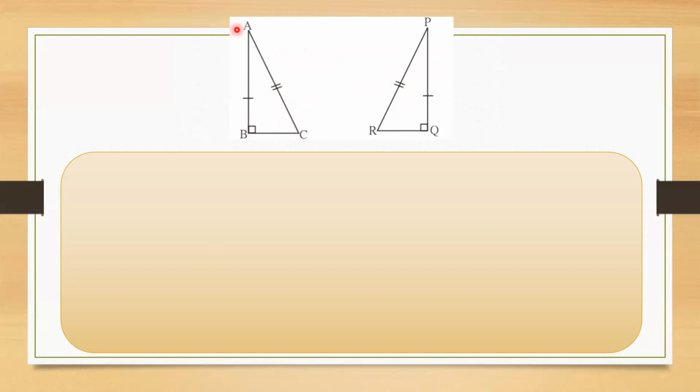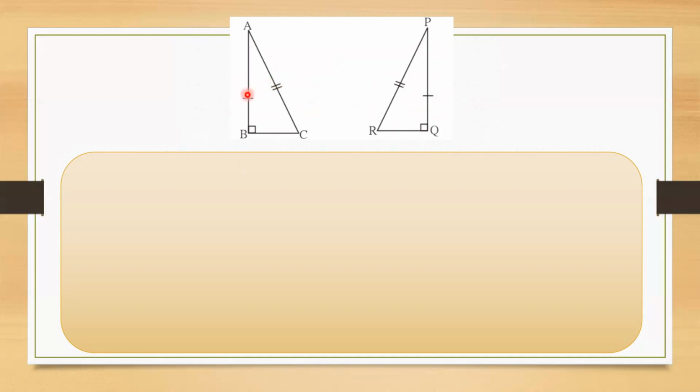You can see here AC is equal to PR, because two standing lines are given, and here one more side is given congruent. You can see one standing line is given. So AB is congruent to PQ. So when there is a right angle triangle, both hypotenuses become equal, and there is one more, extra side which is congruent. And that's why this is called the hypotenuse side test.